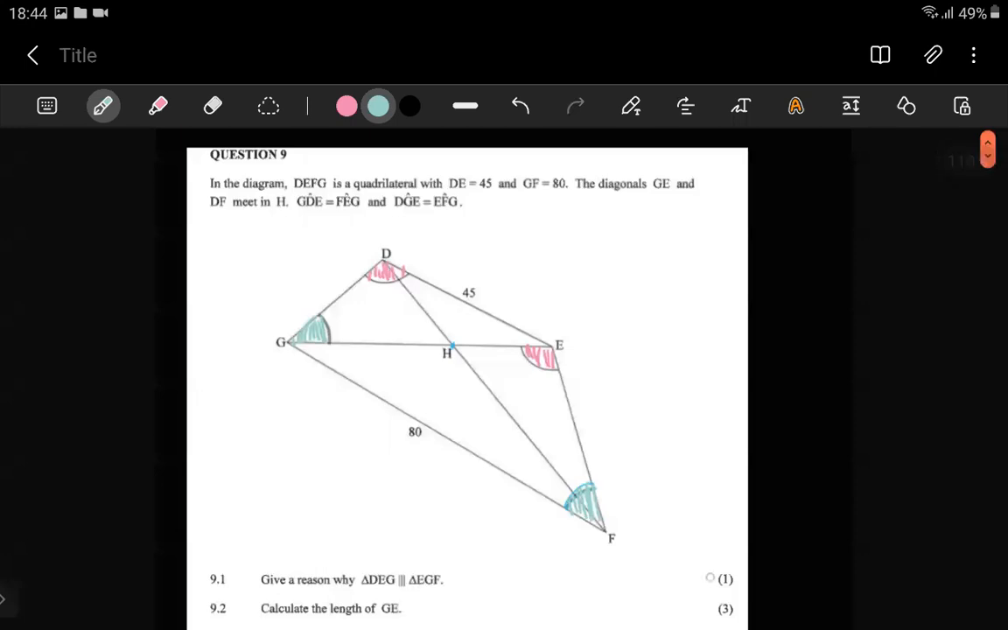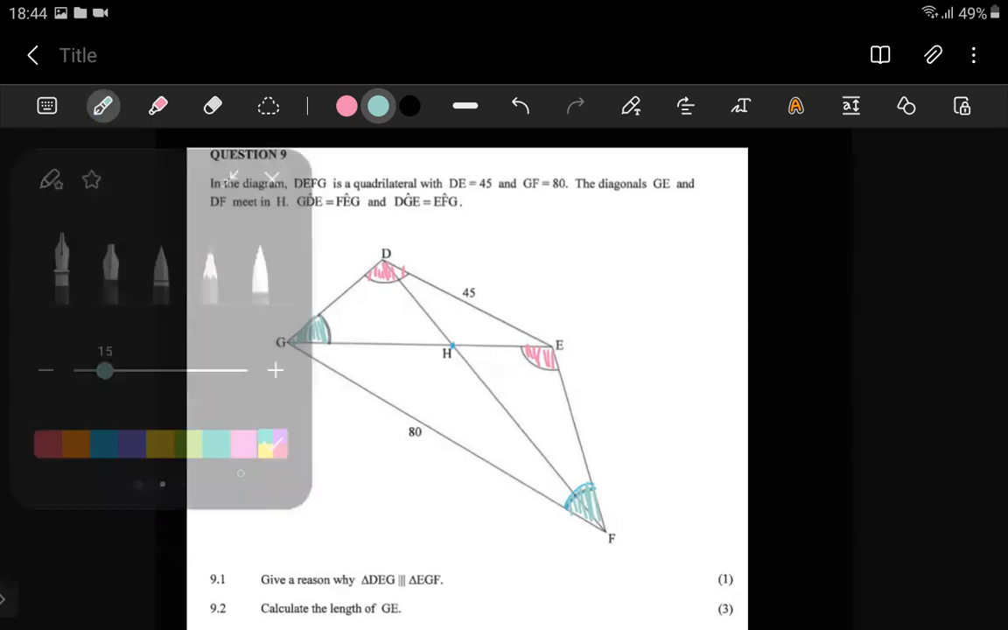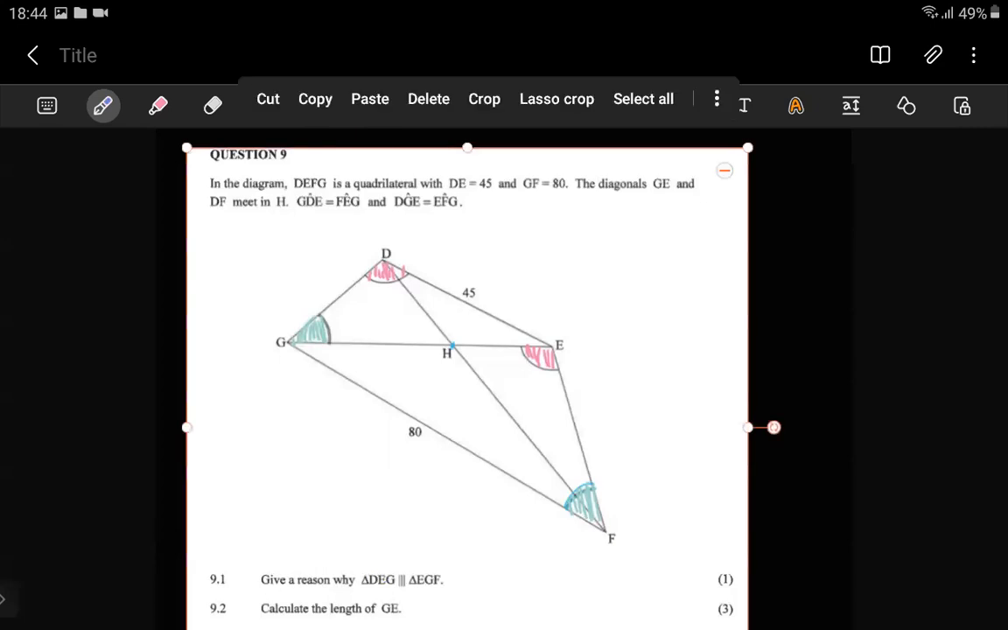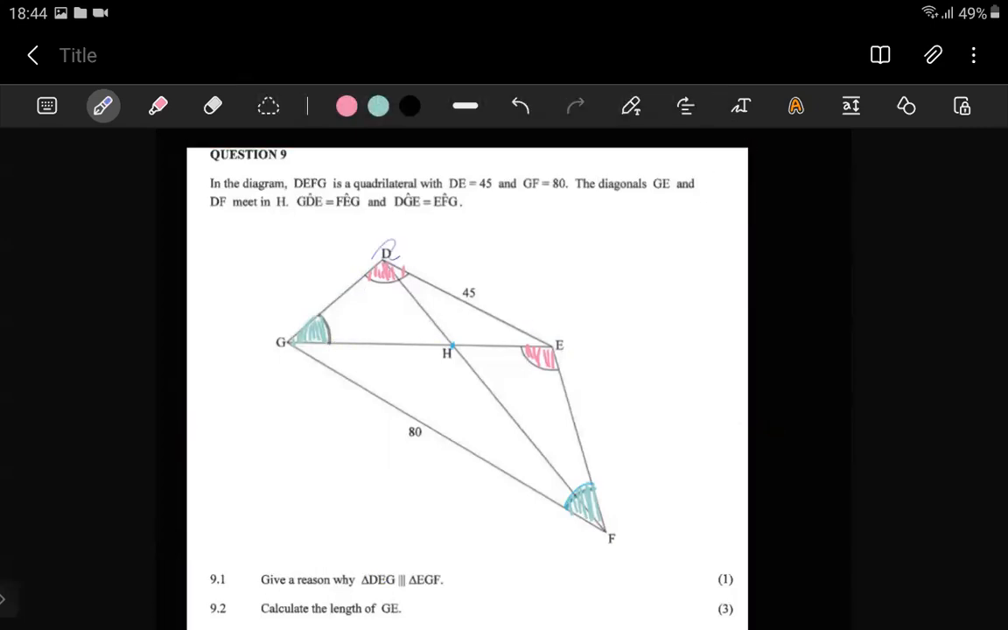The first question is a 1-mark question. They're asking us for a reason why DEG. So let's actually highlight what DEG is. There's DEG there. It's like this, and then this, and then this. So this is DEG.